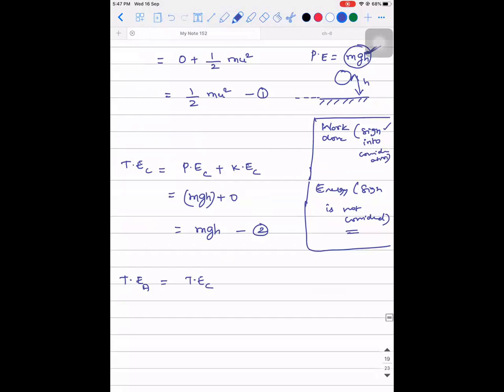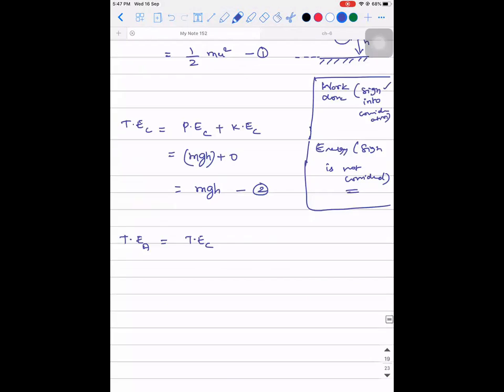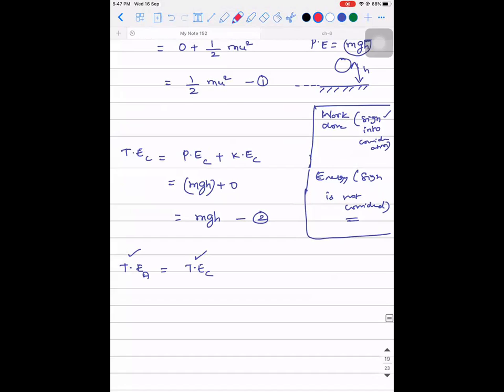Because I'm going theoretically, okay? Because I am saying that the object is subjected to gravitational force, and gravitational force is conservative in nature, right? When it is conservative, the statement says total energy at point A is equal to total energy at point C. But mathematically, if you see, my equations are not supporting. It is half mu square. Here it is mgh. Are you guys able to understand what I'm trying to say?